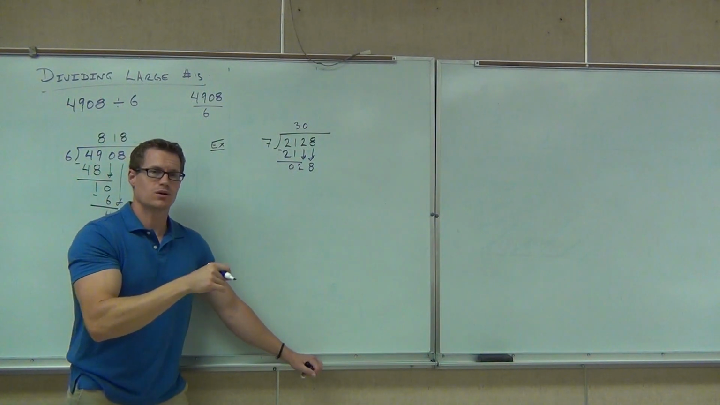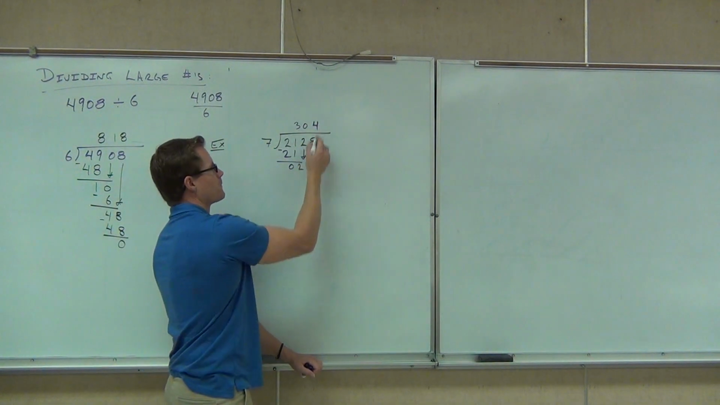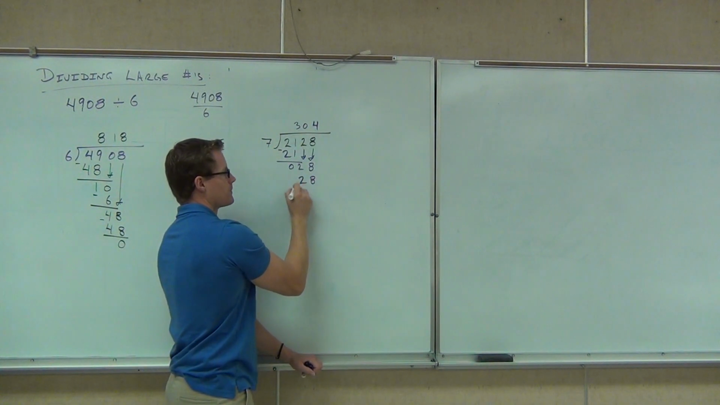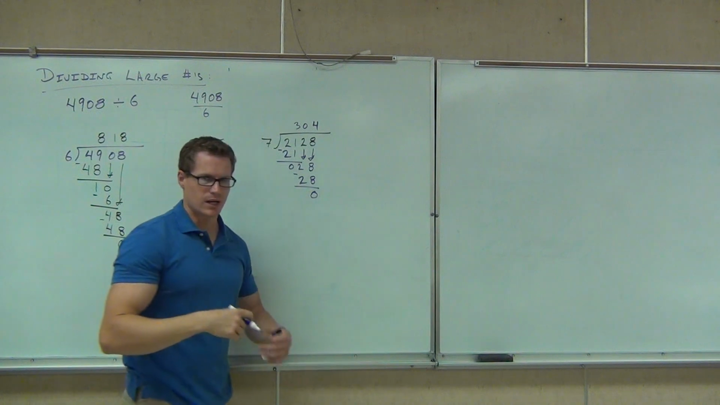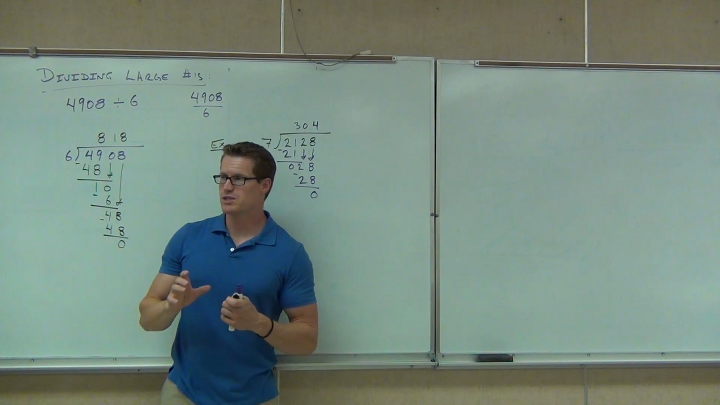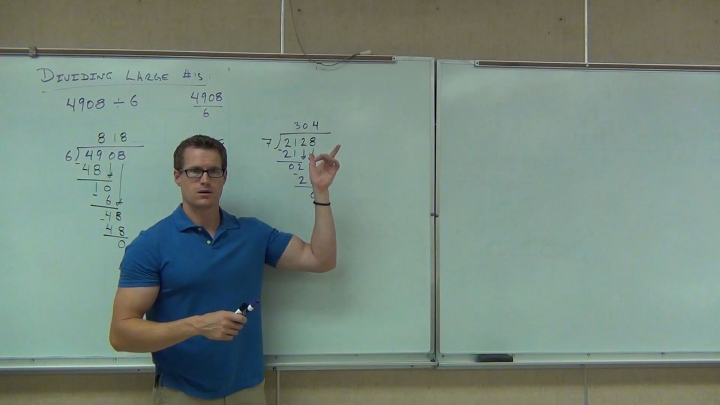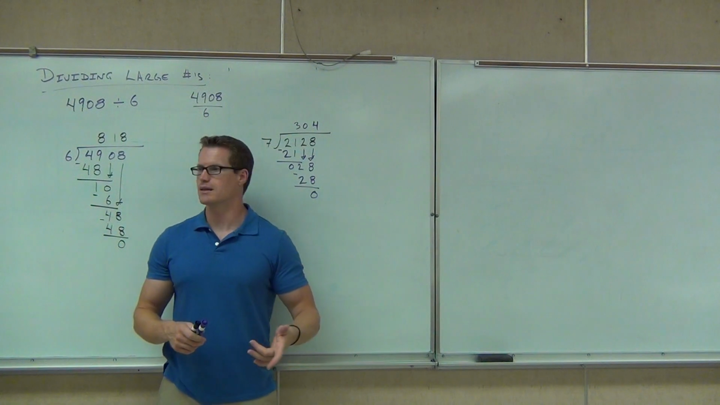How many times does 7 go into that 28? 4. Then we can write our 4, we get 28. When we subtract, we get 0, saying it went in evenly. But my main point here is that a lot of people, if they don't know exactly what they're doing, you know what answer they'd give me instead of 304? 34. A lot. I get that all the time.